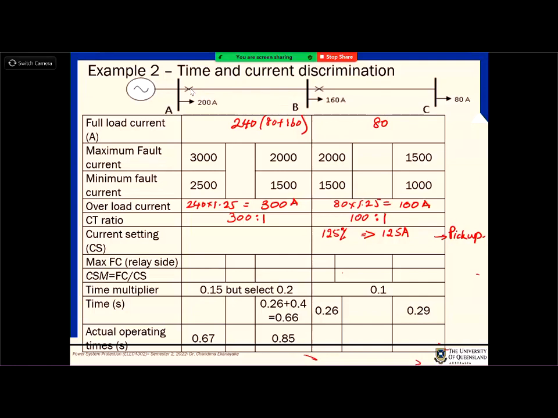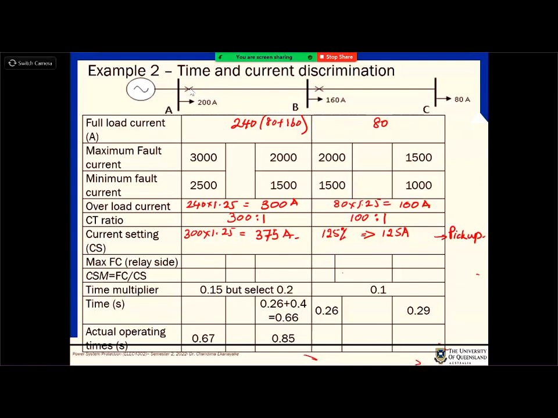What is the pickup or current setting for the other relay? The relay at A should be 300 multiplied by 1.25, which is 375 amps, right? So those are the settings, not on the relay side.